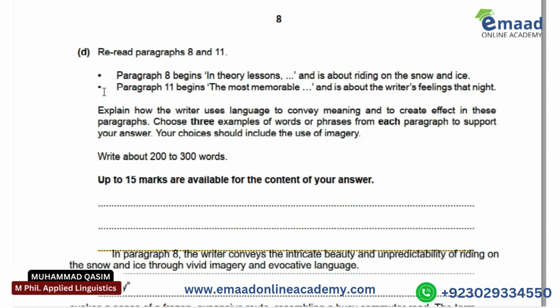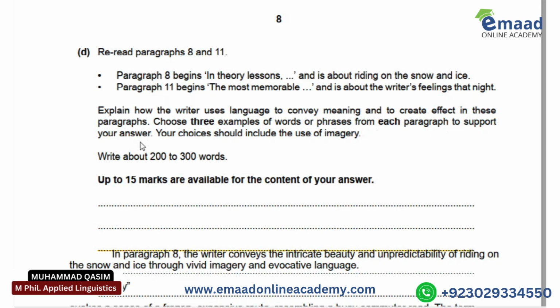So the D component: reread paragraphs 8 and 11 and then explain how the writer uses language to convey meaning and to create effect in these paragraphs. Choose 3 examples of words or phrases from each paragraph to support your answer. It means you need to pick 3 plus 3, total 6 words or phrases, 6 examples of use of language, how it is used and what effects it creates.